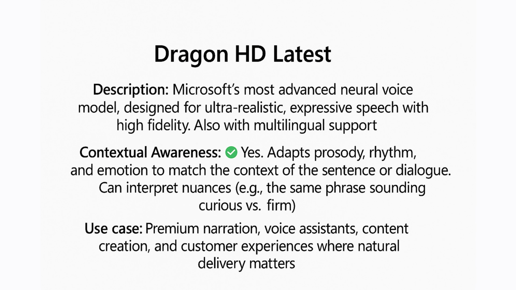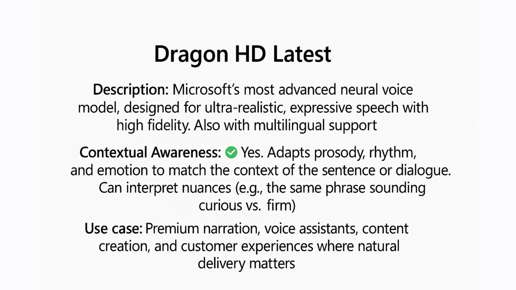The third type of pre-built voice is Dragon HD Latest. This is Microsoft's most advanced neural voice model, and it's designed for ultra-realistic expressive speech with high fidelity, and it also has multilingual support. It also is contextually aware, so it does adapt prosody, rhythm, and emotion to match the context of the sentence or the dialogue, and it can interpret nuances, such as the same phrase sounding either curious versus firm. Some great use cases for that are premium narration, voice assistance, content creation, and also customer experiences where you need a natural delivery.